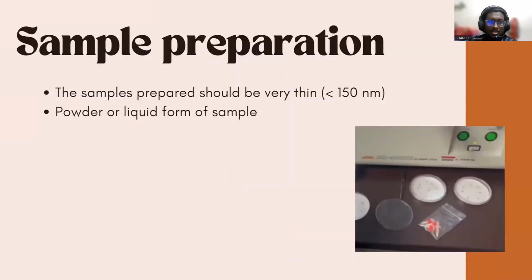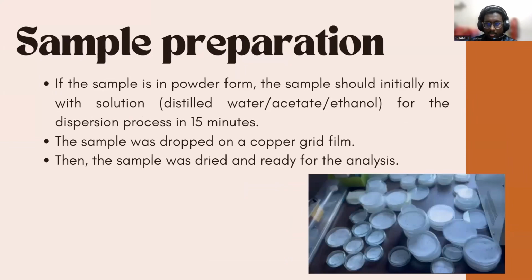For the sample preparation, the sample should be very thin, almost lower than 150 nanometers. The sample can be prepared either in powder or liquid form. If the sample is in powder form, it should initially be mixed with a solution consisting of distilled water, acetone, or ethanol for the dispersion process for 15 minutes. Since it is a dispersion process, if we are using a polar sample, we have to use a non-polar solvent, and if we are using a non-polar sample, we have to use a polar solvent so that the dispersion will be formed. Then the sample is dropped on the copper grid film, and finally the sample is dried and ready for analysis.